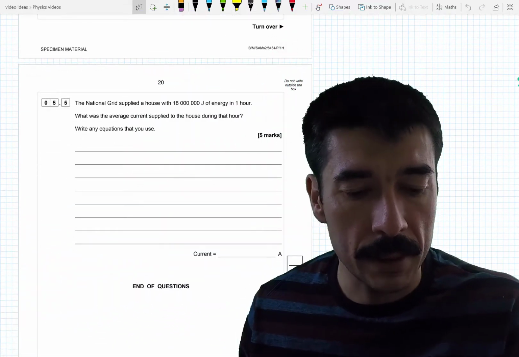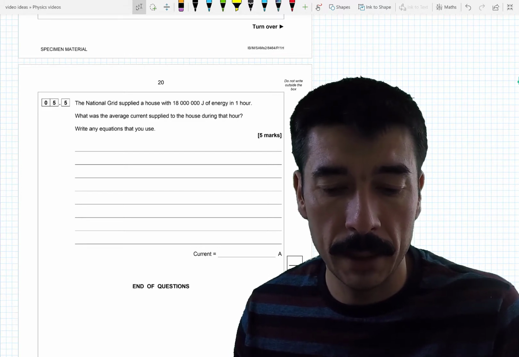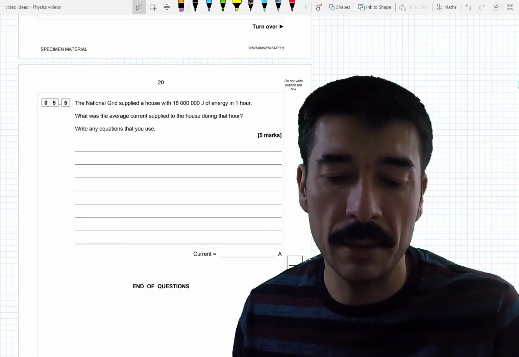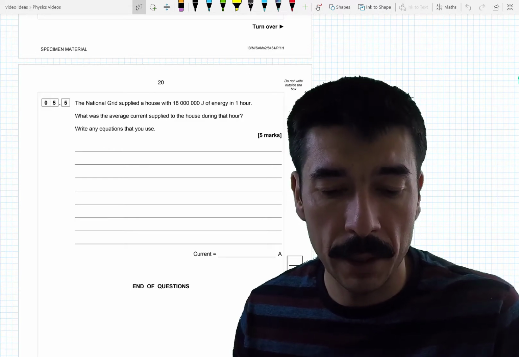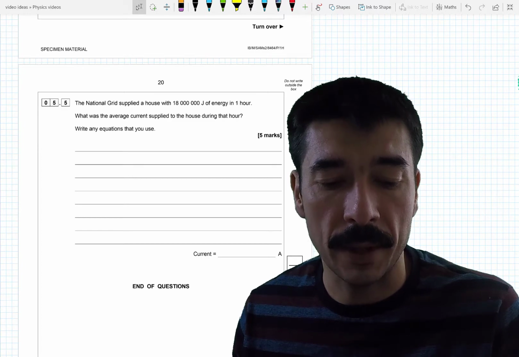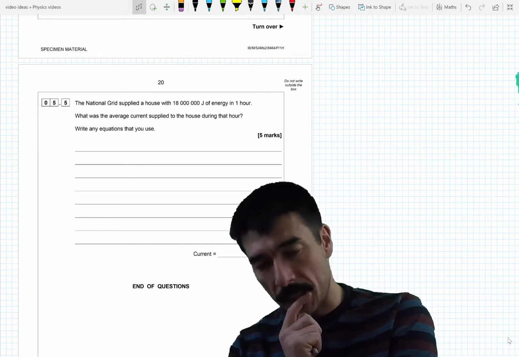Okay, this is the last question. So the national grid supplied a house with 18,000 or 18 million joules of energy in 1 hour. What was the average current supplied to the house during that hour? Write any equations that you use. 5 marks, right, so quite a challenge.